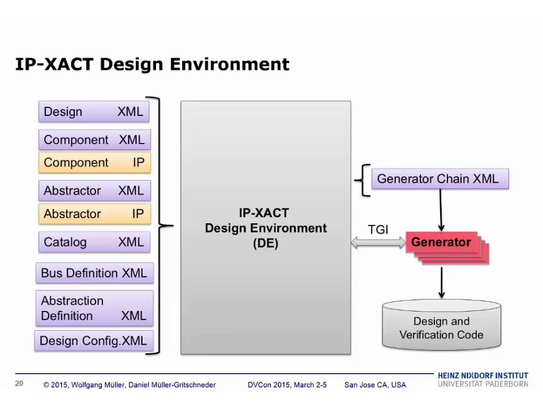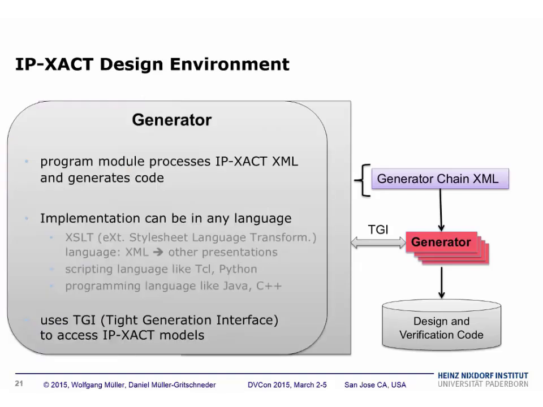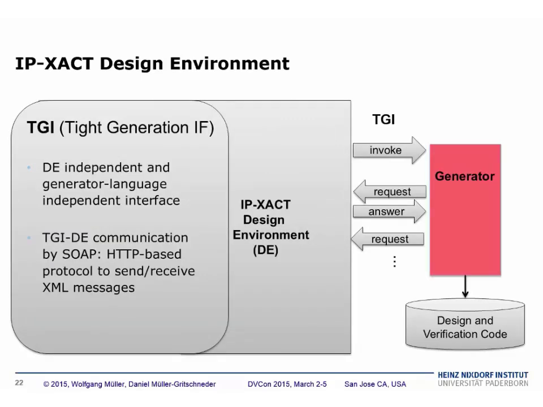So going back to the big picture, now we have seen here basically what kind of information we are using. Let's take a look at the right side, where the generator can then process these things. And the standard actually says that you should connect these generators via the tight generation interface to your design environment. This TGI is a HTTP-based protocol where you can query for different XML data.